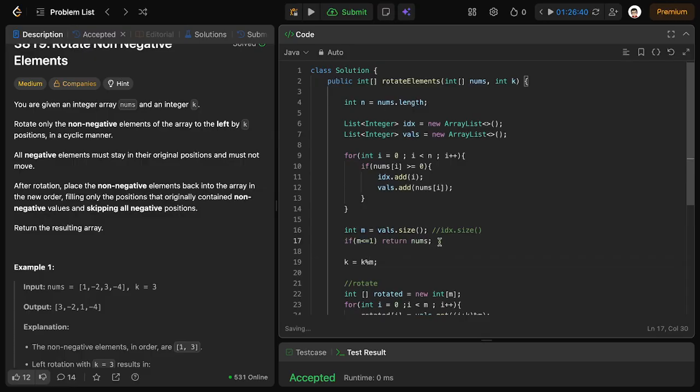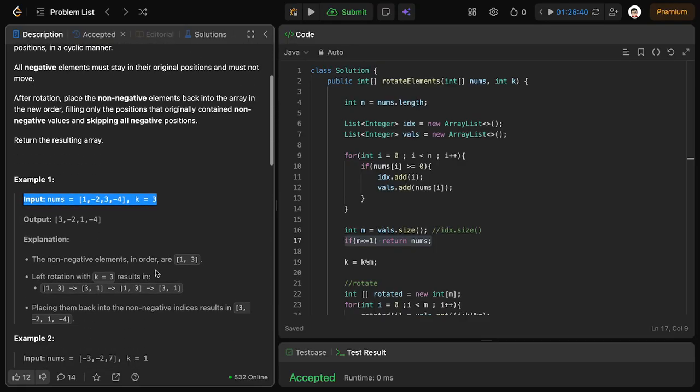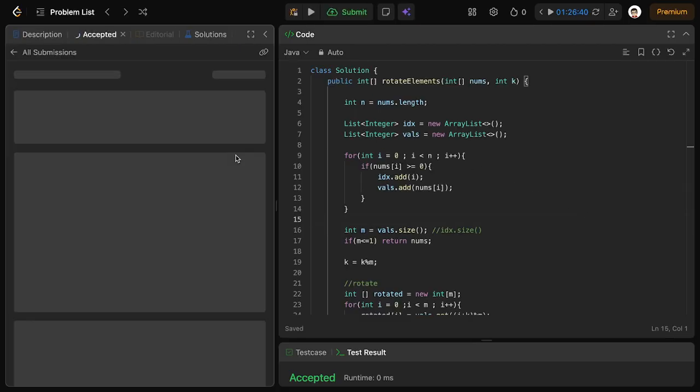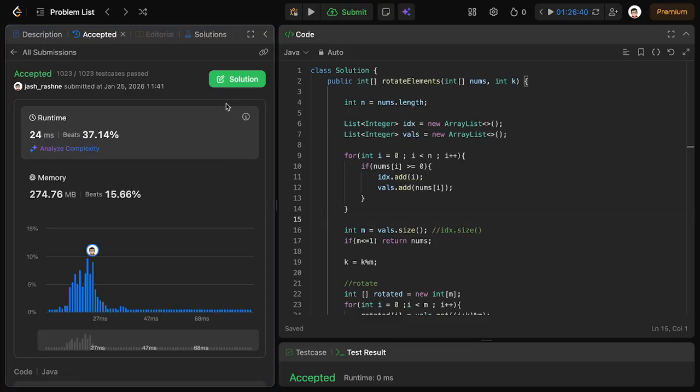So our second condition is that if there is only one non-negative element, then there is no place to shift, right? So this was what was happening. We just return the original array, and now if we submit, things should work. Yeah, there you go.